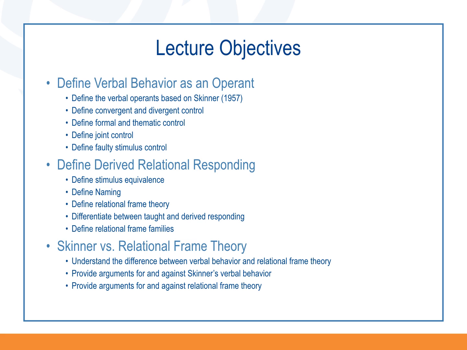So we're going to look at the verbal operants based on Skinner's book in 1957. We'll define convergent and divergent control. We'll define formal and thematic control, joint control, and then also look at faulty stimulus control.